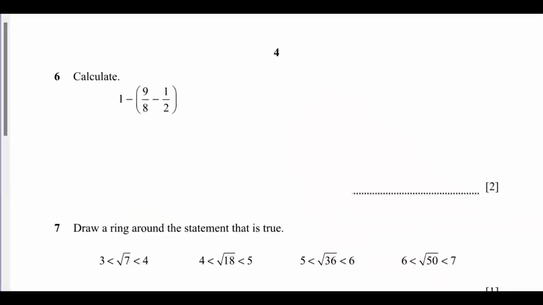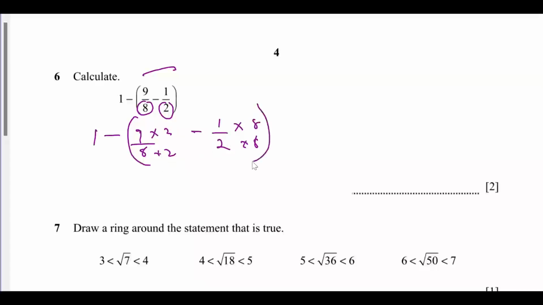That will be question 6. Calculate 1 minus 9 out of 8 minus 1 out of 2. So the first thing is to solve what you have inside the brackets. There are many ways you could do that. You can use any method of your choice. For me, I'll try to have common denominators. So it will be 1 minus 9 over 8, multiplied by 2, that is the denominator here, then minus 1 out of 2, multiplied by 8, that is the denominator here. So this is still within the bracket.